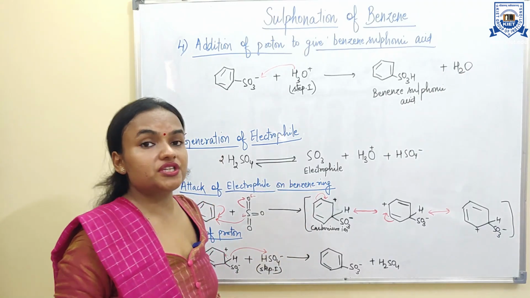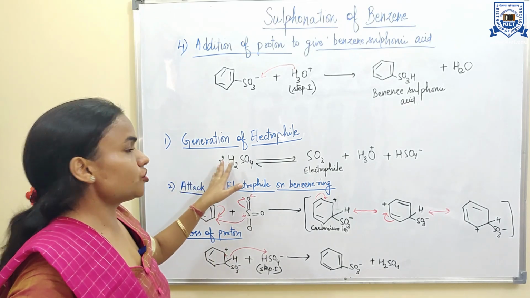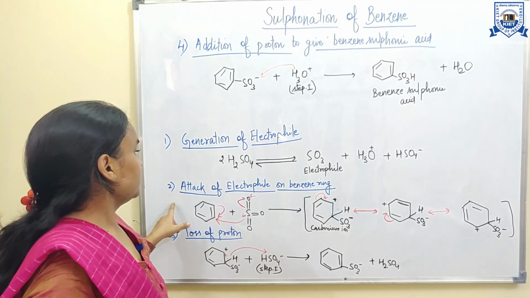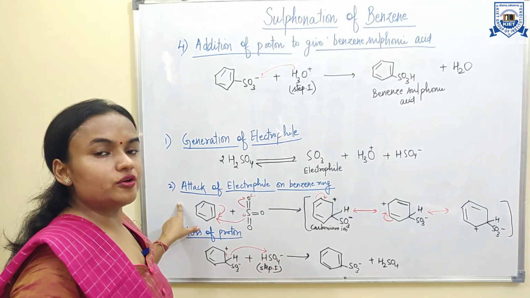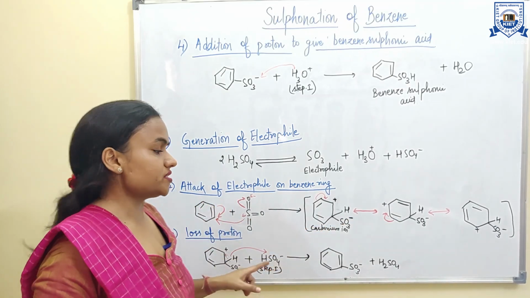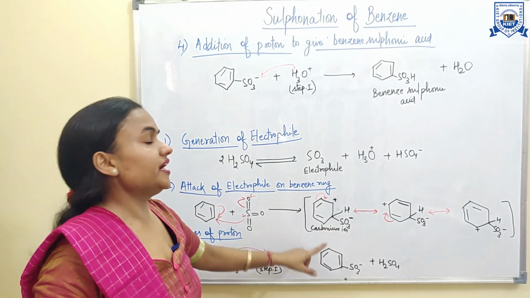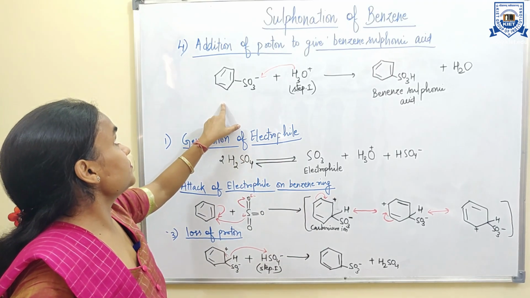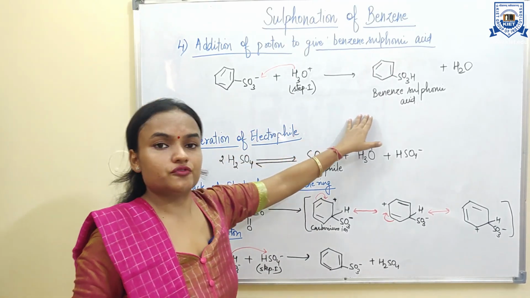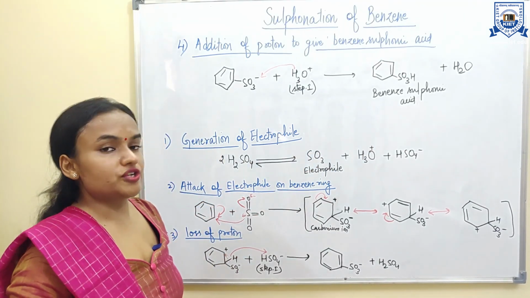So it is all about the mechanism of sulfonation of benzene. The first step is the generation of the electrophile, that is sulfur trioxide. The next step is the attack of the electrophile on the benzene ring to form a carbonium ion, and that carbonium ion is resonance stabilized. The third step is the loss of the proton to form an intermediate, and in the fourth step, addition of the proton gives benzene sulfonic acid, that is our desired product. So it is all about the sulfonation of benzene.